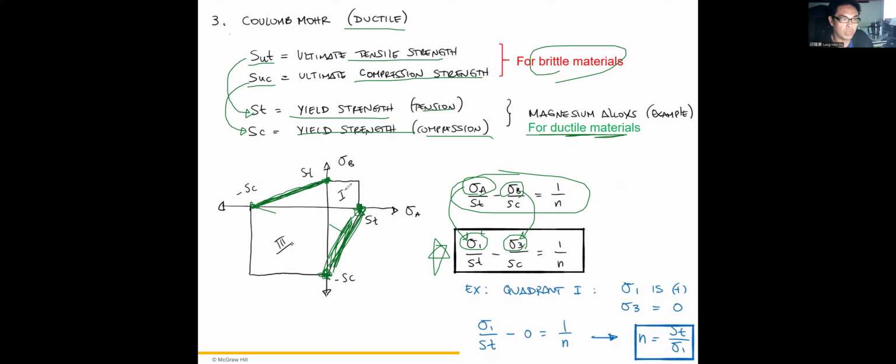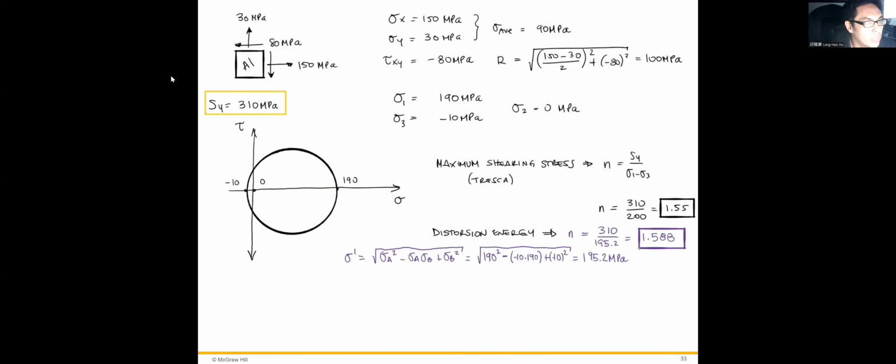For example, suppose there's a stress state in quadrant 1. So sigma 1 is positive and sigma 3 is 0. Then we can simply define the safety factor as equal to ST, the yielding stress in tension, divided by sigma 1. Okay, so there's one example here.